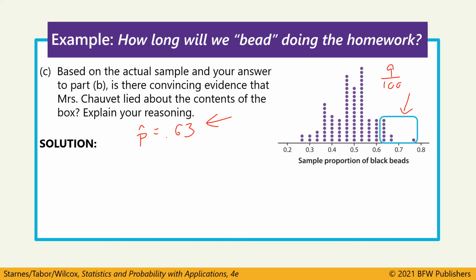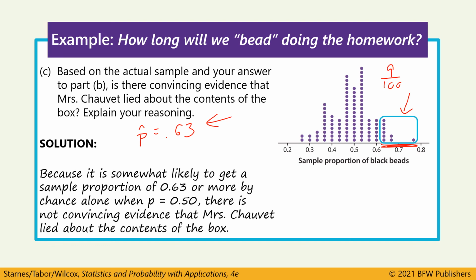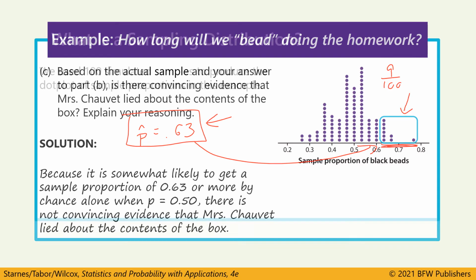So because this is somewhat likely to occur just by chance, it means that there's not convincing evidence that Mrs. Chauvet lied. This result can happen. It's reasonable to expect it to happen just by chance alone.